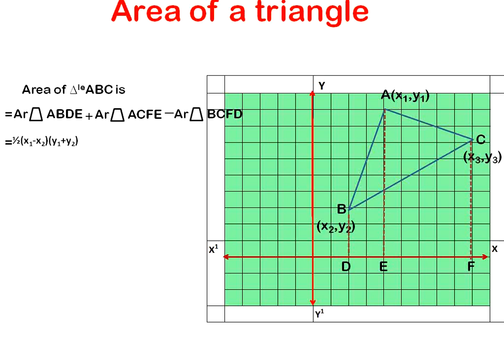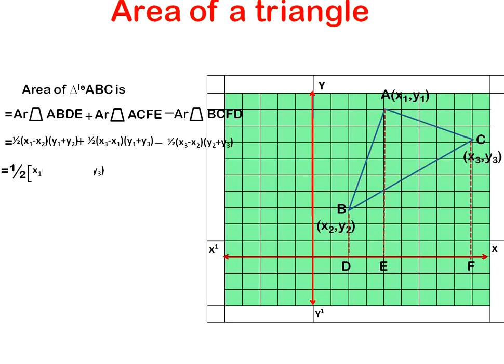Therefore, half into (x1 minus x2) into (y1 plus y2), plus the area of another trapezium ACFE, which is half into (x3 minus x1) into (y1 plus y3), minus half into the area of BCFD, that is (x3 minus x2), the distance between the parallel sides DF, again into the sum of the parallel sides, that is y2 plus y3. So half is common in all the brackets, so I take half common.